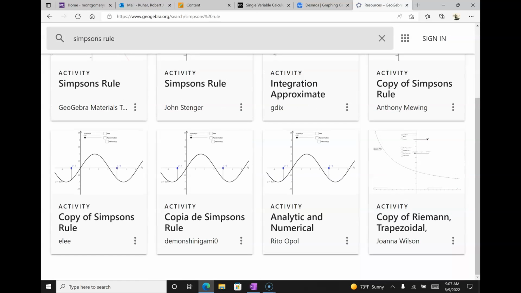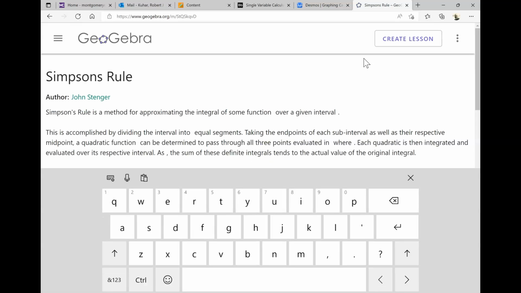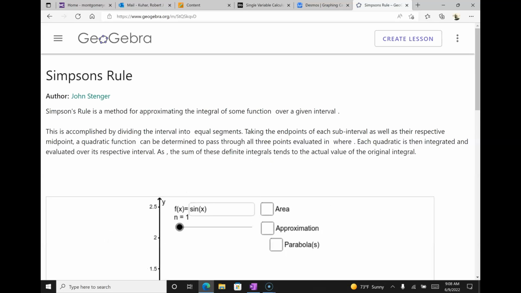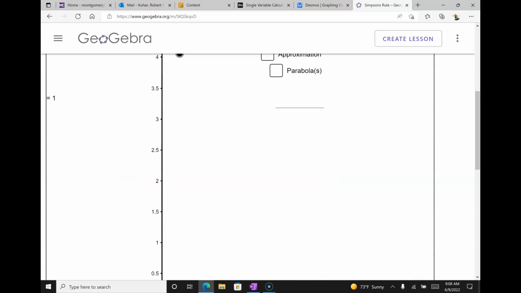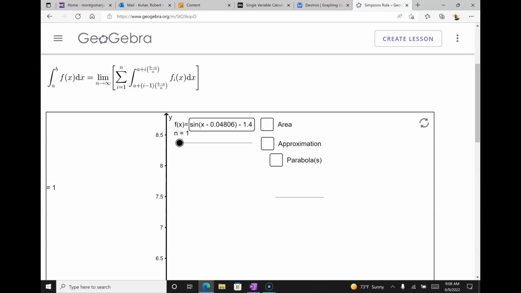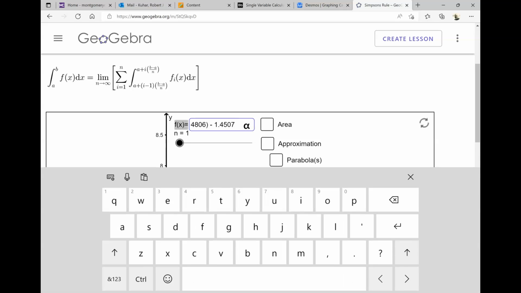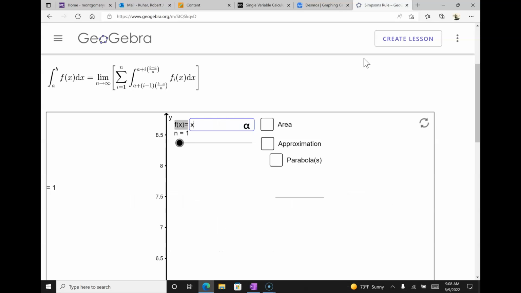John Stenger, second. Oh, thanks. Oh, I like it. See, I think it's my computer. You have no problem editing? Nope. Yeah, it's probably my computer.